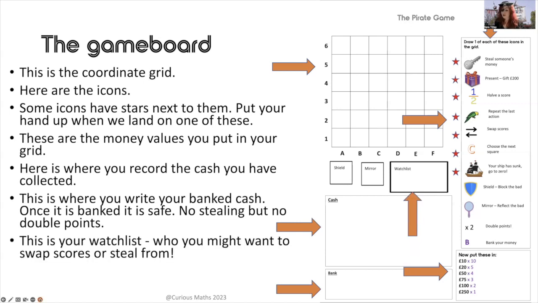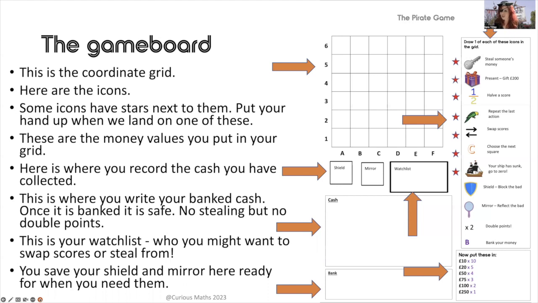Now here, I encourage children to write their watch list, and their watch list is names of the children that they might like to steal from, or halve their score, or swap their score. So they need to be really mindful of what everyone else is doing in this game, not just themselves. So as they notice somebody gets double points, or if they notice somebody's got a present, they might write their names down so that when they get the chance to swap scores or steal someone's money, it'll be those people that they choose.